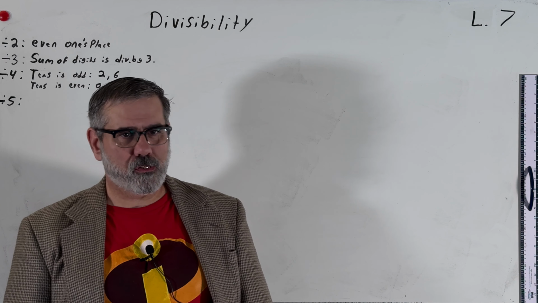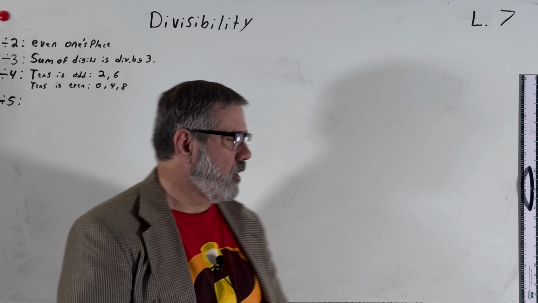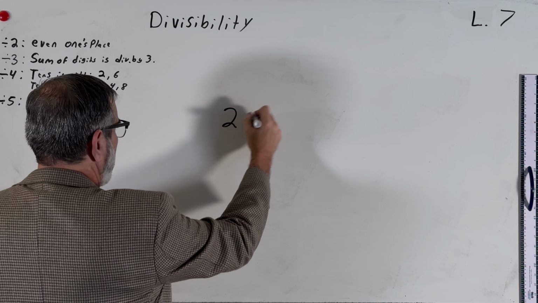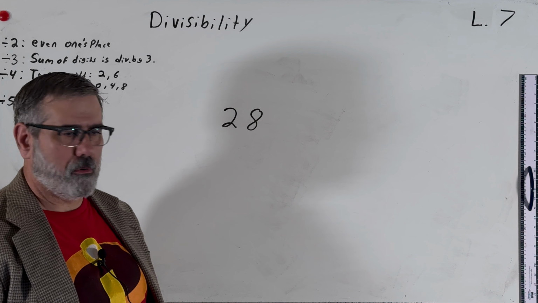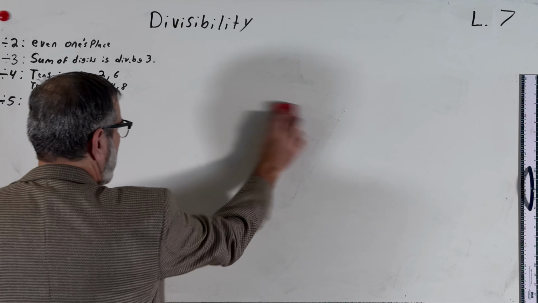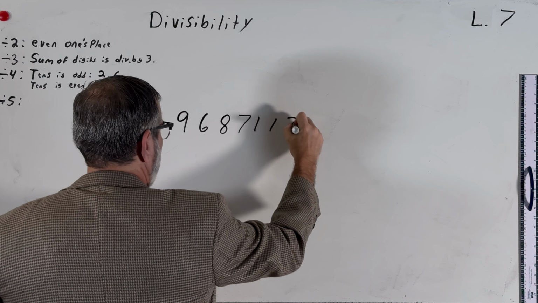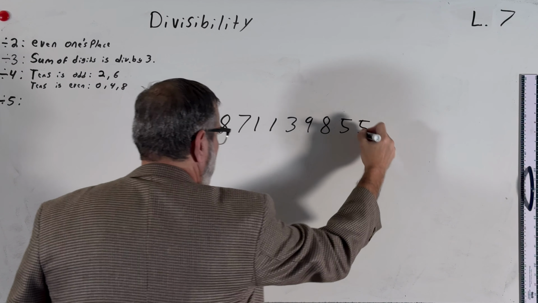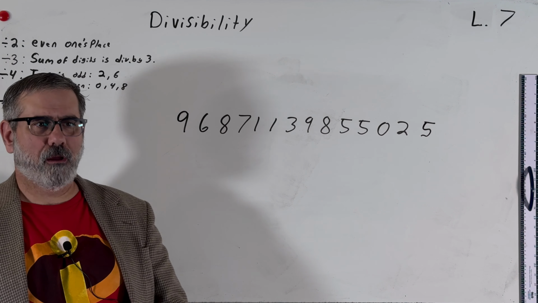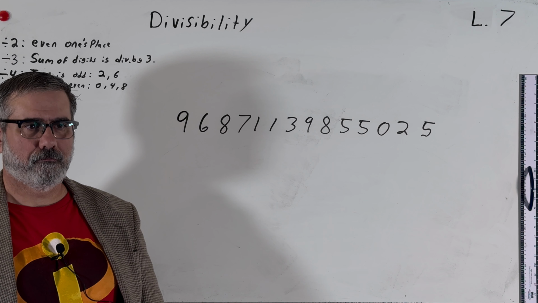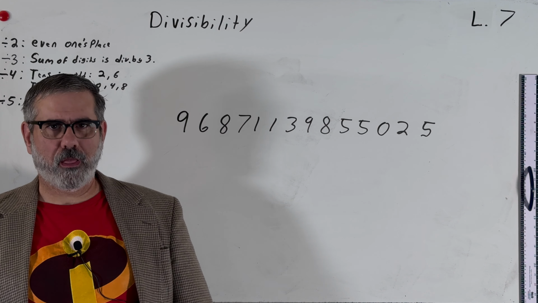Well, this is one of the easiest ones of all. A number is divisible by 5 if its ones place is either a 0 or a 5. So 28, is that divisible by 5? No. Absolutely not, because the ones place is an 8. It would be divisible by 5 only if the ones place had a 0 or a 5. How about this one? Is that number divisible by 5? Anybody? Pause the video, think about it at home, come back when you've got the answer.